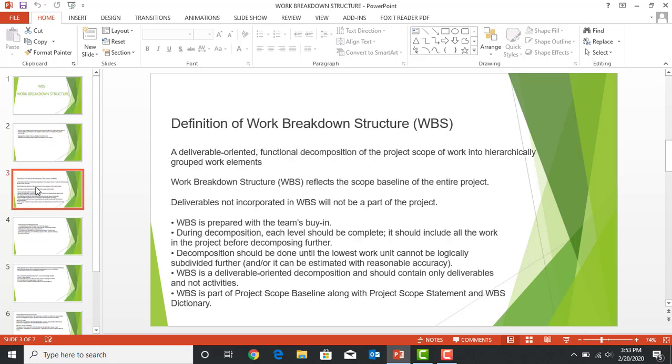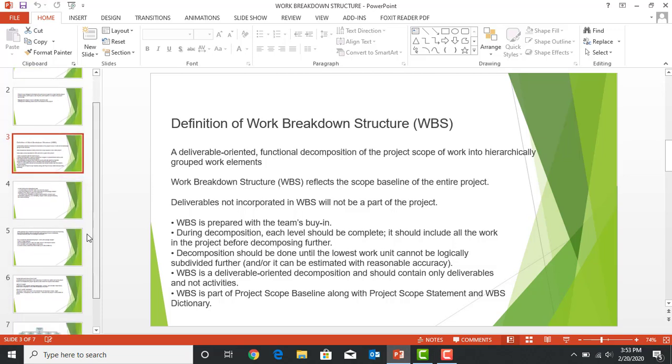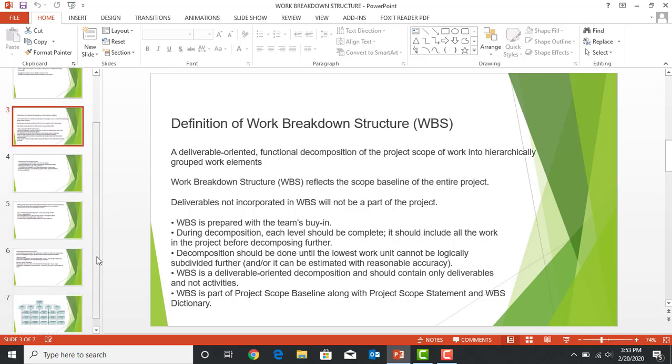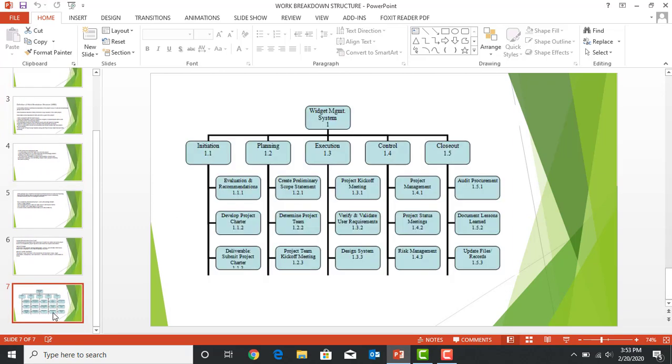Now, what is a work breakdown structure? It is a deliverable-oriented functional decomposition of the project scope of work into hierarchically grouped work elements. Normally we represent a work breakdown structure in the form of a tree diagram, which is like this. We will discuss that in detail, but I'm just showing it here so that you get an idea of how a work breakdown structure should look.